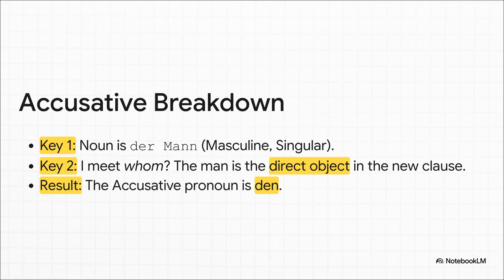But for key 2, the case, we look inside our new clause, whom I meet. Let's ask our question. Who is doing the action here? I am. I'm the subject. So what's the man's job? I meet. Whom? The man. He is the one being met. He's the direct object. And in German, the direct object always takes the accusative case. And that is why der flips to den.